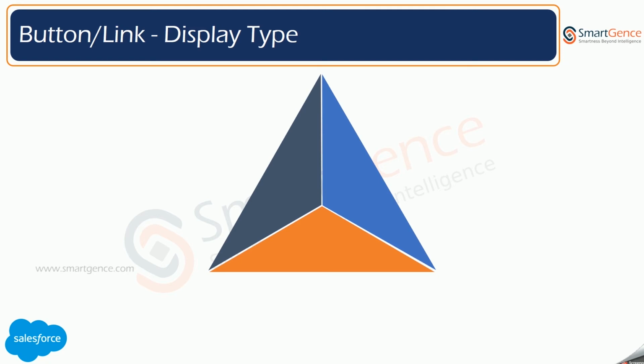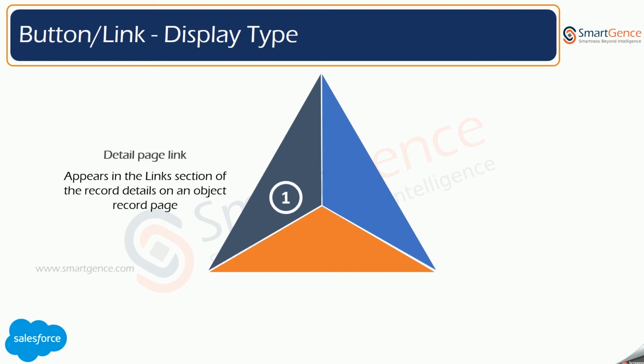So coming to the types of display, firstly, the detail page link. That is the link available in the record data section. If you remember, there is a section called custom links in the page layout demo we have seen, right? So the links placed over there are the detail page links.